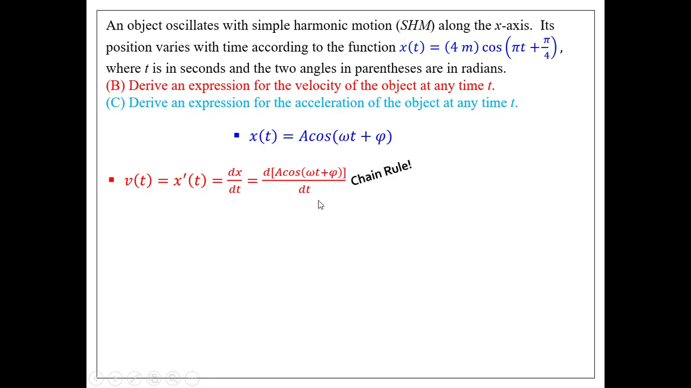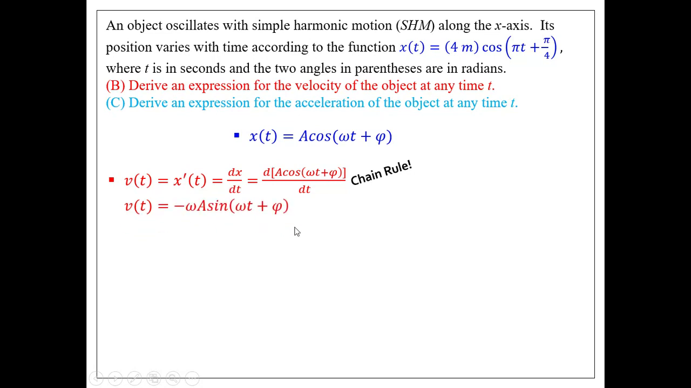And then really, all you have to do is kick in chain rule really quick. So the derivative of cosine is negative sine, and then once you do that, you have to take the derivative of the parentheses with respect to time. The derivative with respect to time would just leave you with omega, because the phase is a constant that disappears, and the derivative of omega t would just leave you with omega. And then you would just pull that out.